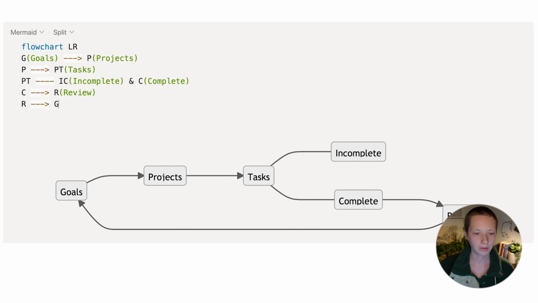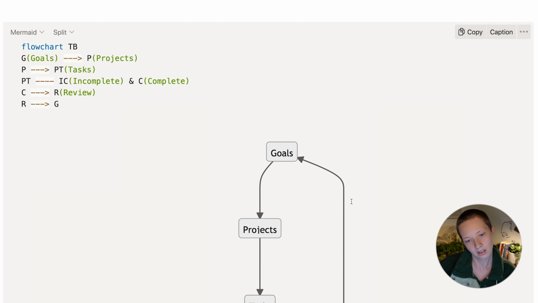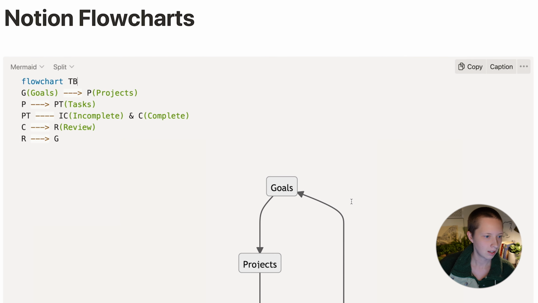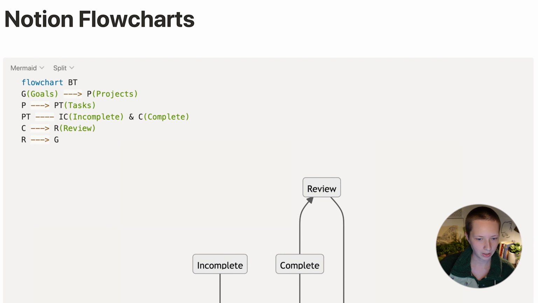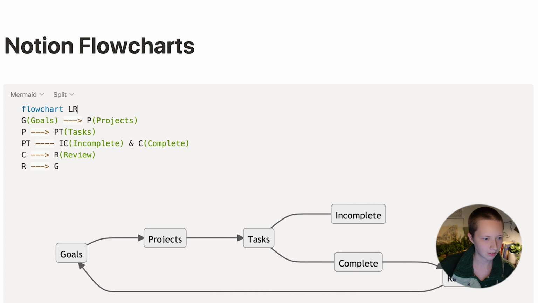Pretty straightforward. We don't have a whole lot of context here though. We just simply have arrows going from different nodes. So let's add comments. And by the way, you can change the orientation to TB. That'll be top to bottom with goals at the top, and BT with goals at the bottom. I like left to right.